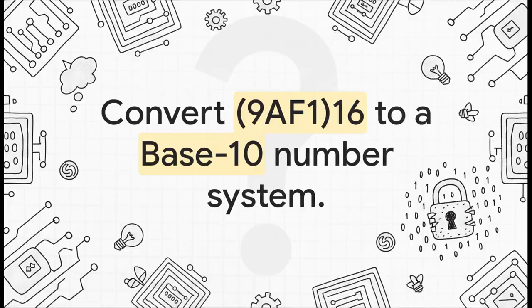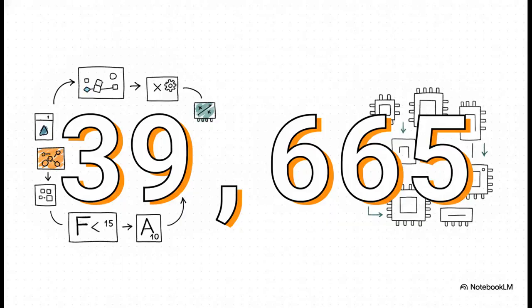Got your answer ready? Okay, if you calculated 39,665, huge congratulations. You absolutely nailed it. You unpacked the code. You took 1 times 16 to the 0, F, which is 15, times 16 to the 1, A, which is 10, times 16 squared, and 9 times 16 cubed, and you summed them all up perfectly.